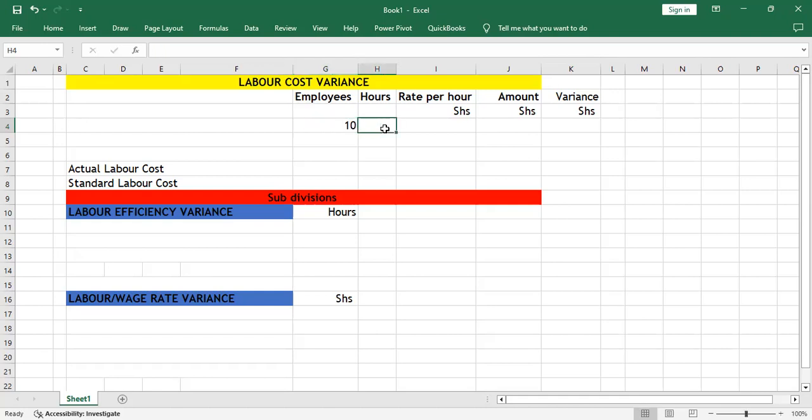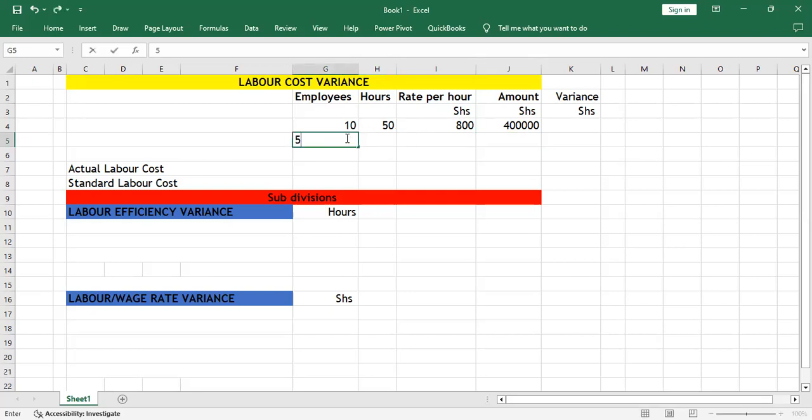Of course, each employee works for 50 hours in a week. Don't forget that. They are paid shillings 800 an hour. So meaning that on these 10 employees, the company incurred shillings how much? Let's find out how much was incurred on the 10 employees. So the company incurred 400,000 on the 10 employees.